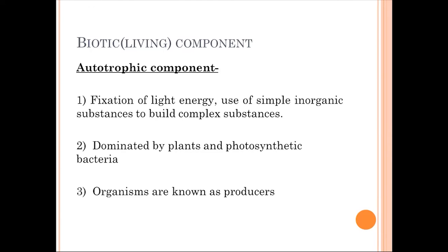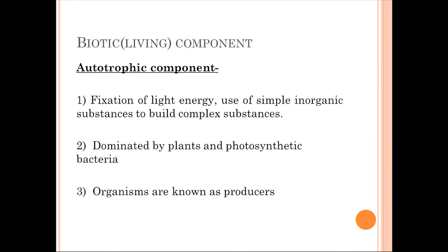So chemosynthesis or photosynthesis, both of them can be considered as the producers. So that forms the autotrophic component of the ecosystem.